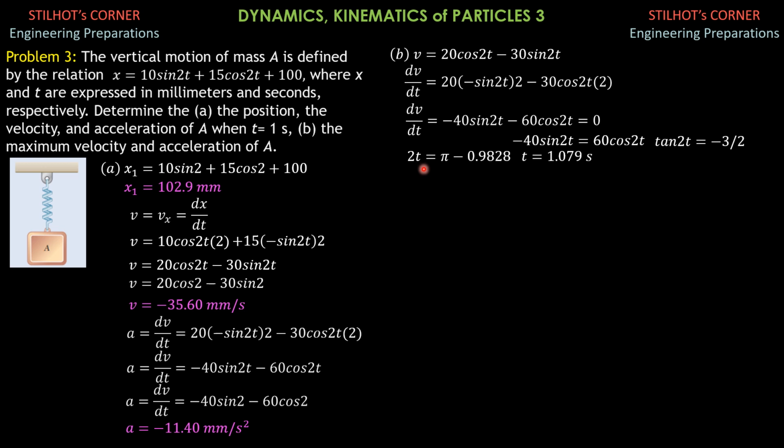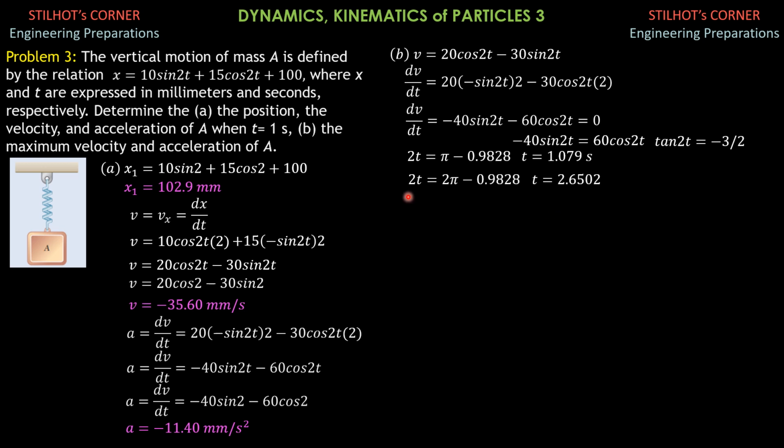1.079 seconds. The other possible value of 2t, tangent 2t, is also negative in the fourth quadrant. So the angle should be 2 pi plus the negative of whatever this angle is. So take note that in the fourth quadrant, if this is the angle, then this is the negative angle. So it is 360 degrees plus that negative angle, or 2 pi, because the angle should be in radians, 2 pi minus 0.9828. So 2t is also 2 pi minus 0.9828.